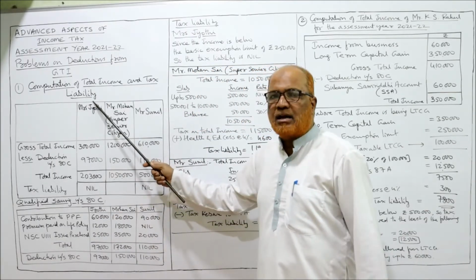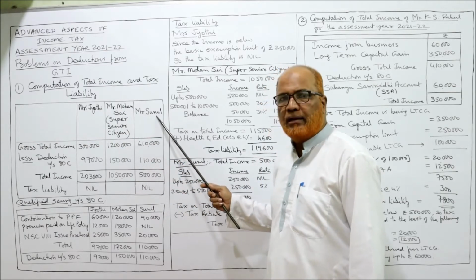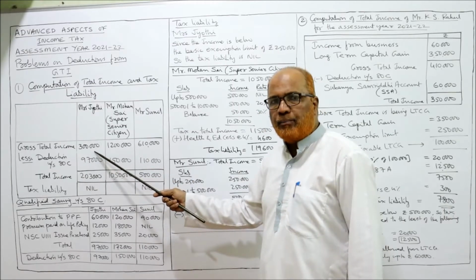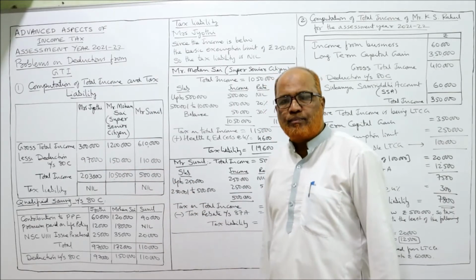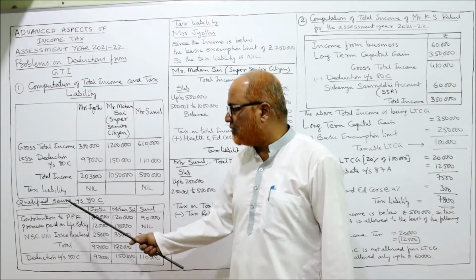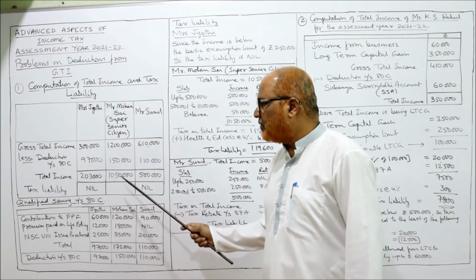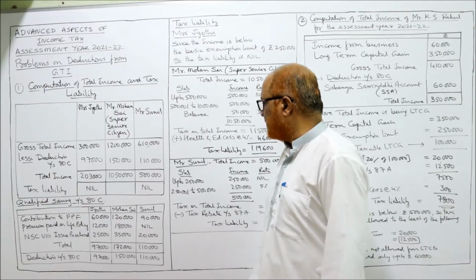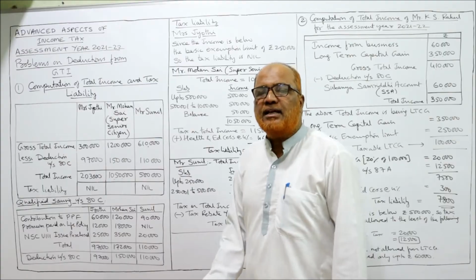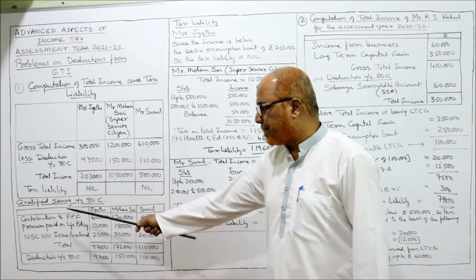Computation of total income and tax liability: I have prepared 3 columns for Mrs. Jyoti, Mr. Mohan Sai and Mr. Sunil. Mohan Sai is a super senior citizen. Gross total income is given in the problem: 3 lakh, 12 lakh, 6 lakh 10,000. One deduction is available, the deduction under section 80C for qualified savings. After giving this deduction, we'll get the total income and then we'll calculate the tax liability. The only thing is we have to find out the qualified savings, the deduction under section 80C.